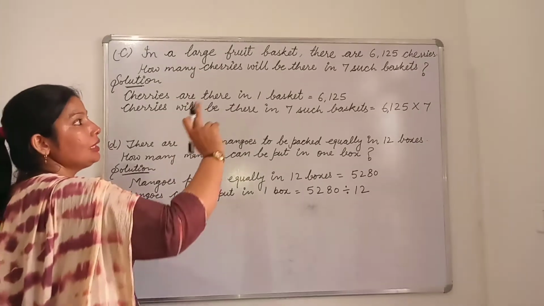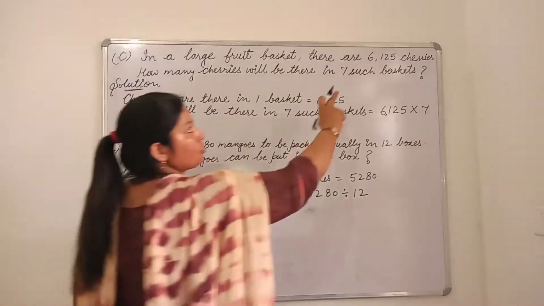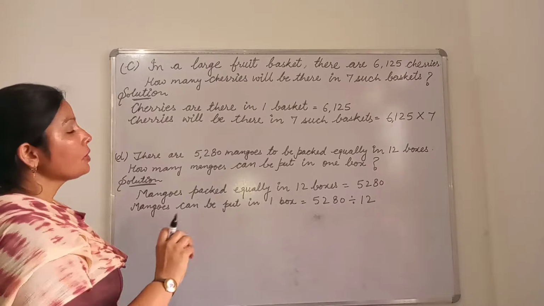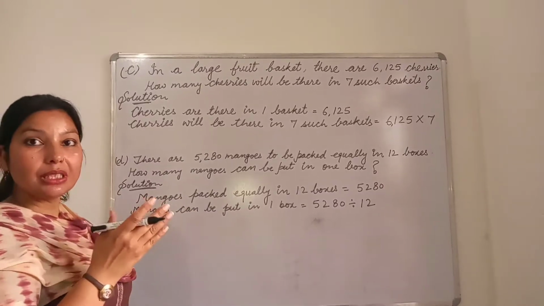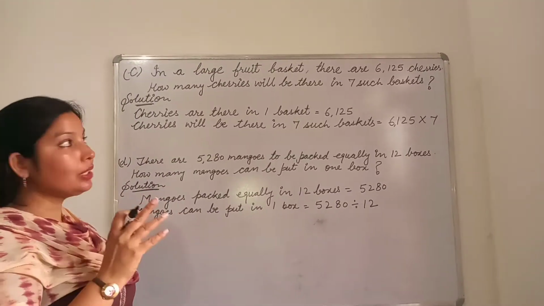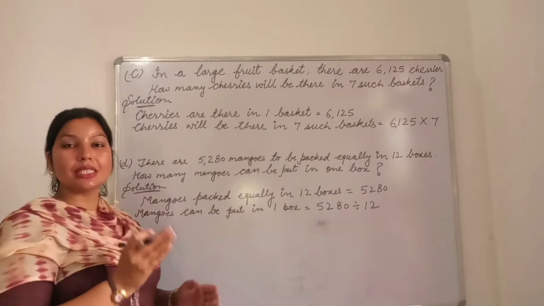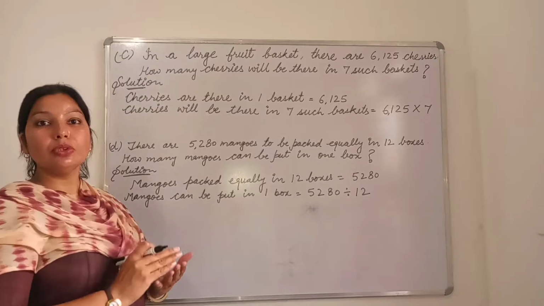So you know that in one basket there are 6,125 cherries. Okay. And you should tell in the 7. So in the 7 we have more cherries. In one, if we have 6,125, so in the 7 we have more, and for the more what we will do?